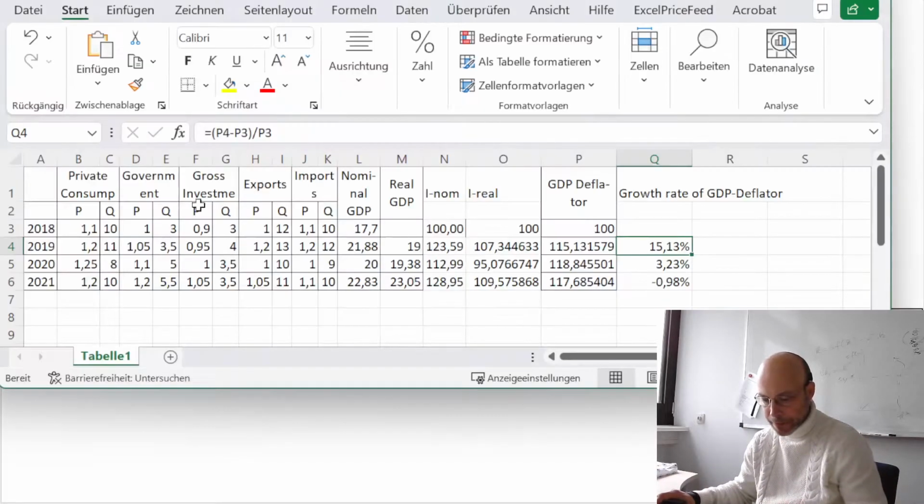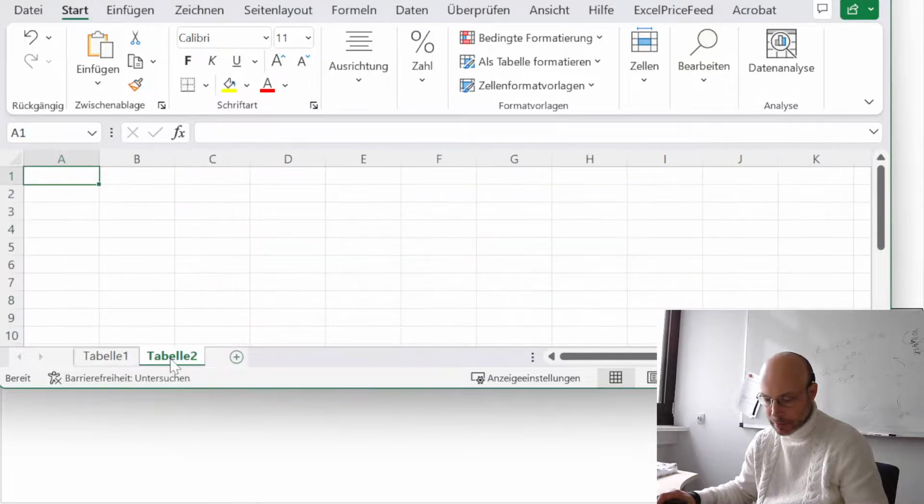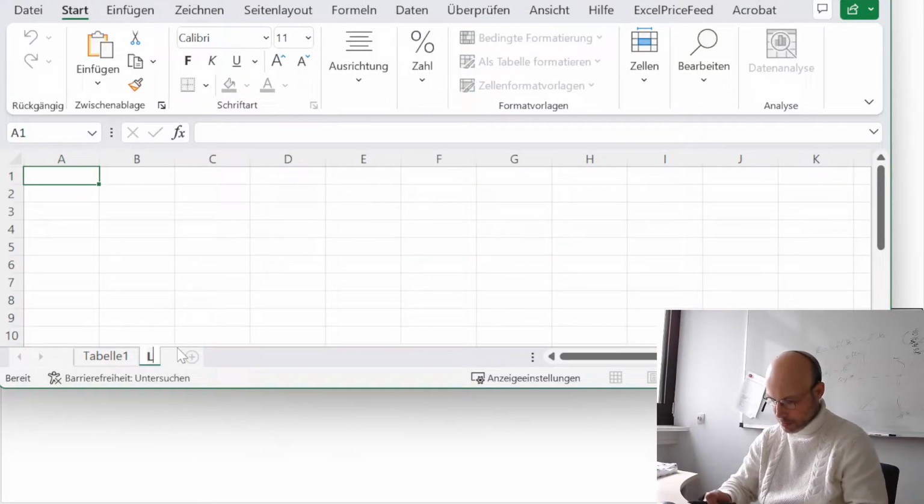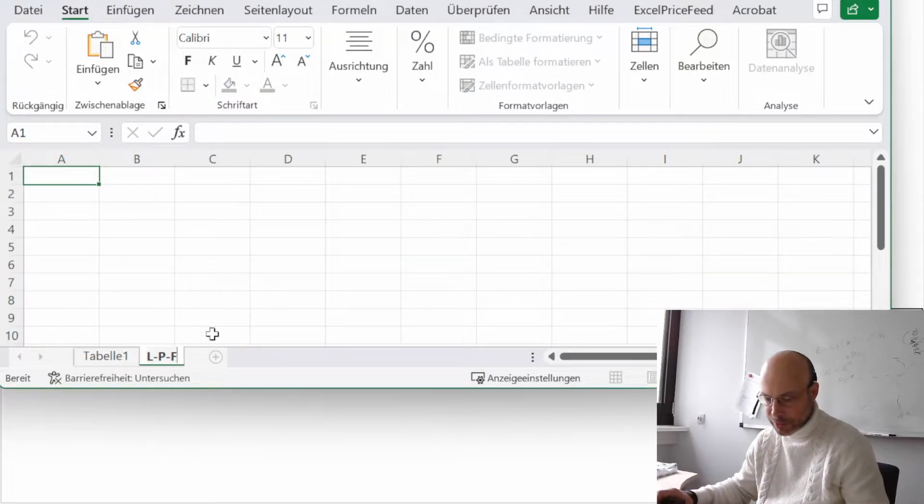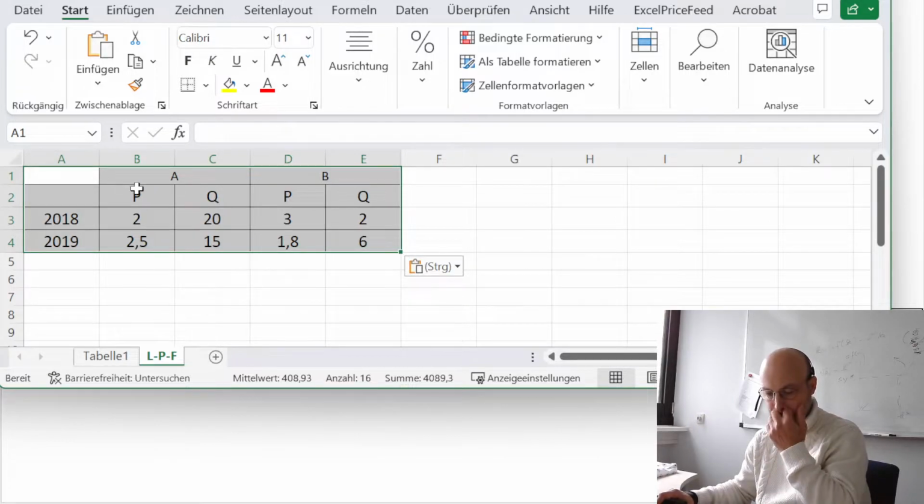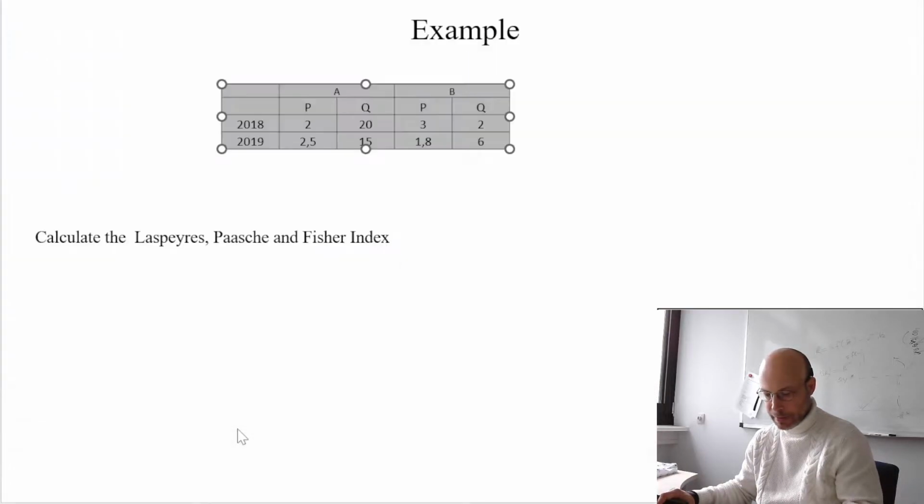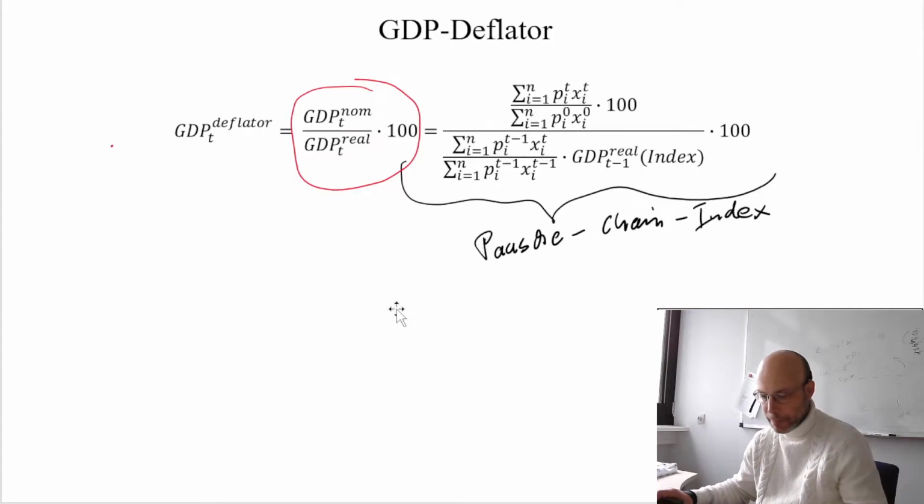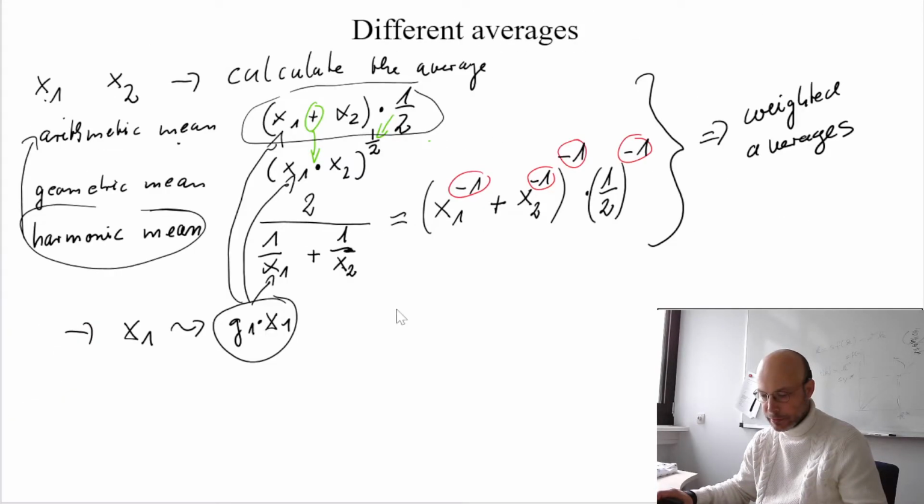So let's take this also into Excel, the Laspeyres, Paasche and Fisher. Put this in here, and for this we just go to the definition.